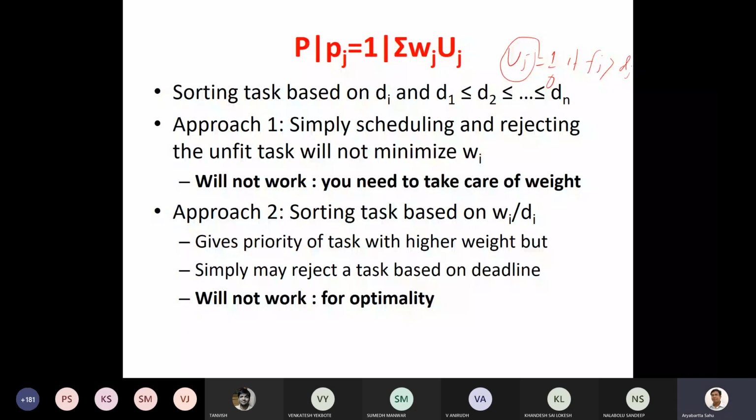This is the problem. We have m processors and tasks. All tasks arrived at time 0. Everyone has execution time 1, and everyone has individual deadlines, and we want to minimize the summation of weighted missed tasks.